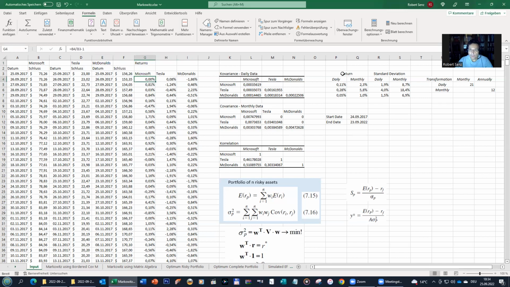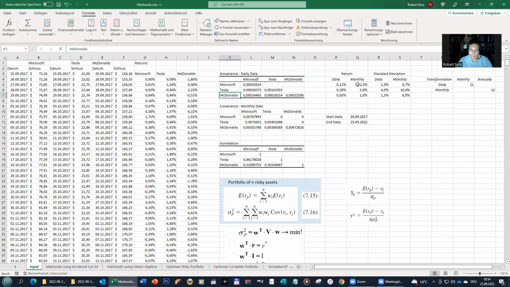And here in this section, I calculate the daily average return, the Mittelwert or the mean value. So it's 0.11% on a daily basis for Microsoft. It's 0.28% for Tesla. It's 0.05% for McDonald's.